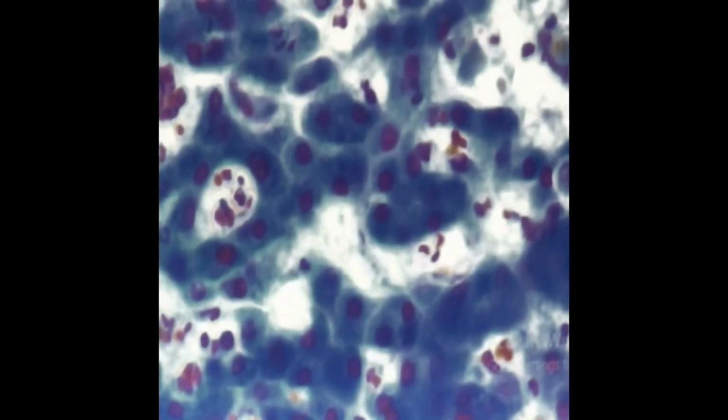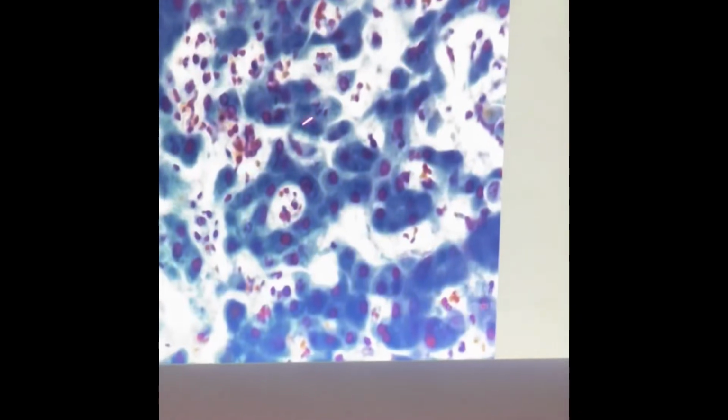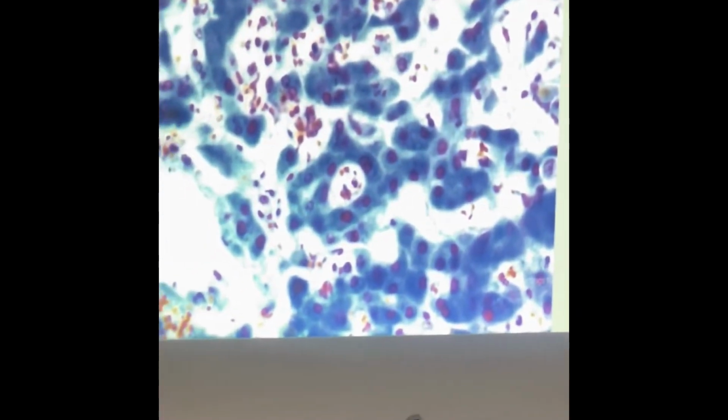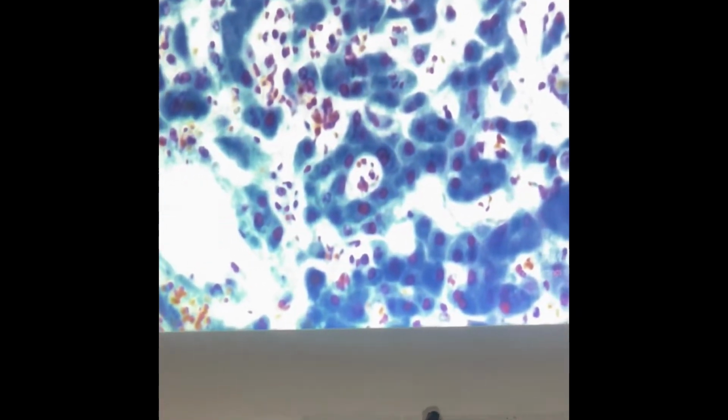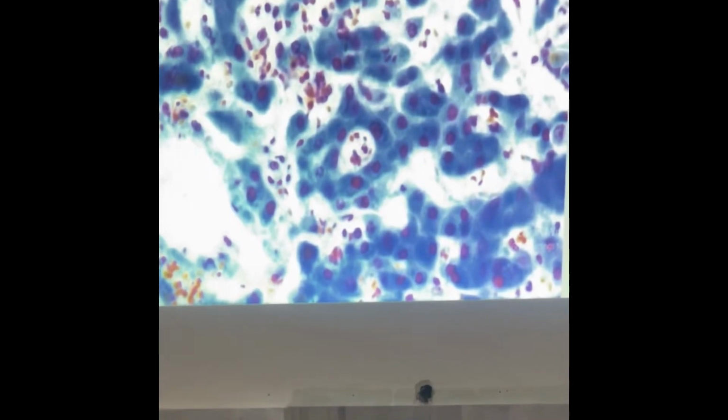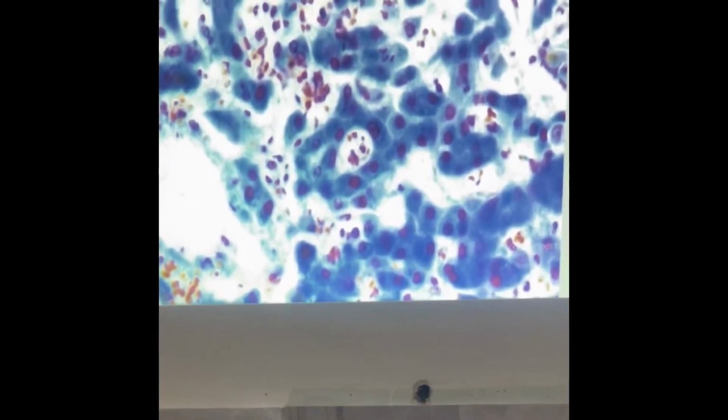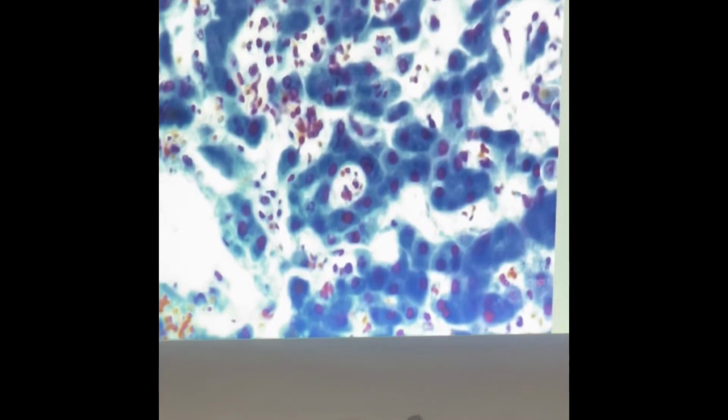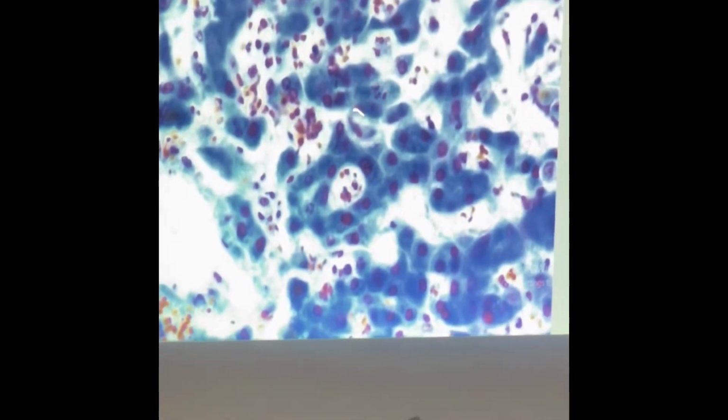So all of the hepatocytes which are found near the central vein undergo what? Necrosis. We have a centrilobular necrosis. Congestion in the central vein, hepatocytes undergoing necrosis, and congestion in the sinusoid.